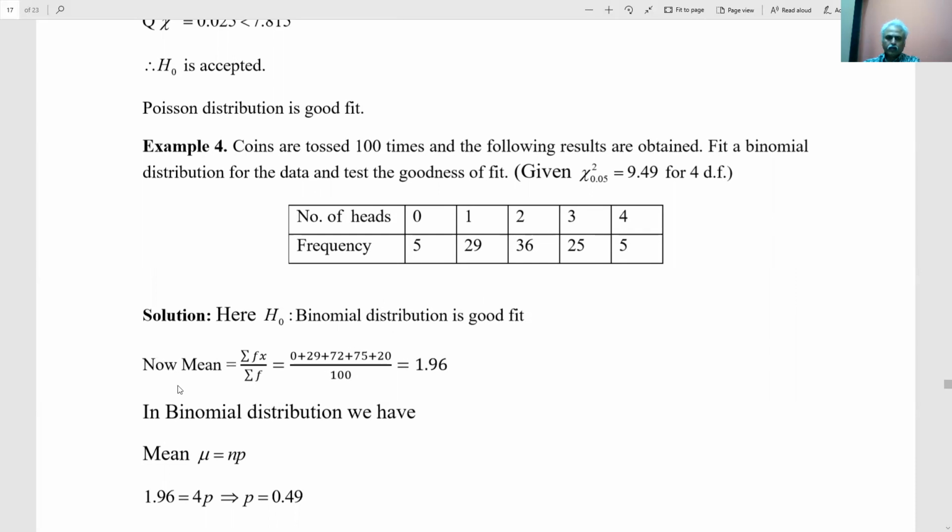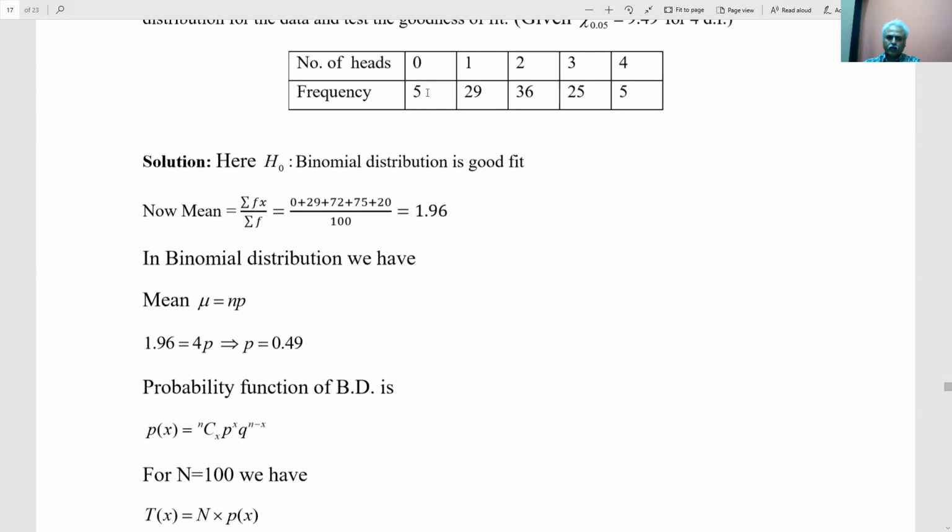Now, for this binomial distribution also, first find the mean. f into x: this is our x, this is our f. fx: 5 into 0, 0. 29 into 1, 29. 36 into 2, 72. 25 into 3, 75. 5 into 4, that is fx you have to find. Divide by summation f. If you add all this, you will get summation f as 100. So the mean is mu equal to 1.96.